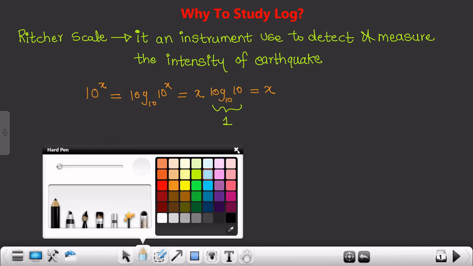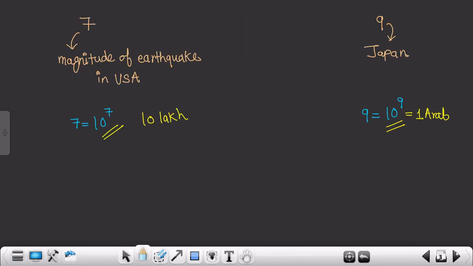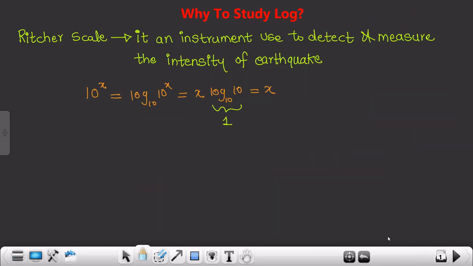That means the earthquake which was detected in USA, in magnitude it was 7, but in reality it was 10 raised to 7. So again I will write here 10 raised to 7. How can I write this? I will introduce log in it: log to the base 10 of 10 raised to 7. That means this 7 will come over here, and then log to the base 10 of 10, and as I said, the value of this is 1, so we end up getting 7. Oh, that's really nice.